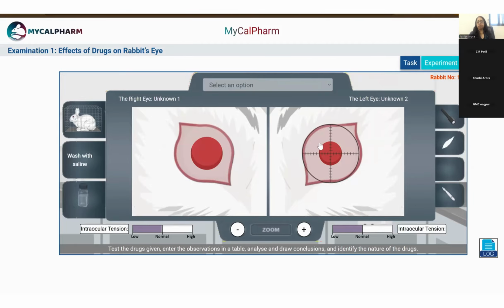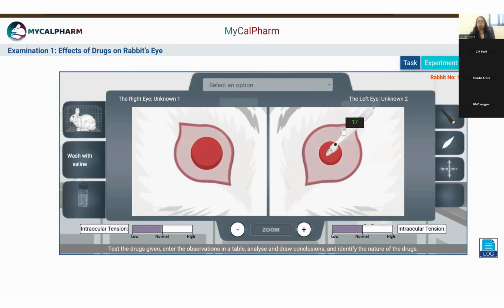By the scale, we will be measuring the pupil size. No effect is there on the left eye, same size is there. In the right eye, we can see the change in the pupil size. By this, we will be measuring it. Each division in the scale is 1 mm.